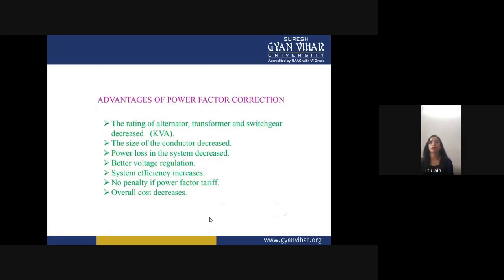So what are the advantages of power factor correction? Obviously, by correcting the power factor, the rating of alternator, transformer, and switchgear can be decreased. The size of the conductor decreases, the power loss in the system decreases, and there is better voltage regulation. It will increase the system efficiency, and there is no penalty if a power factor tariff is used, and overall cost decreases.